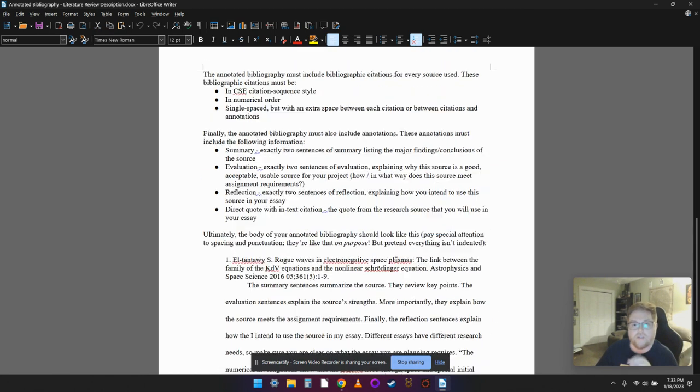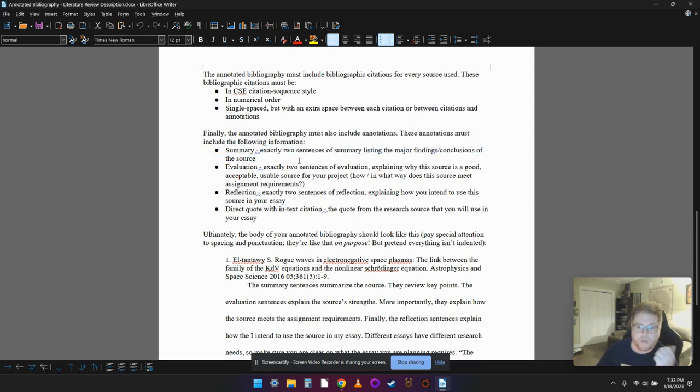Now, the annotation is done in a very certain way. One is going to have two sentences of summary. This is what they were looking for. This is what they found. Two sentences of evaluation. This is how the source passes the CRAP quiz. Two sentences of reflection. This is how I'm using the source in my paper. And then finally, direct quote within text citation.